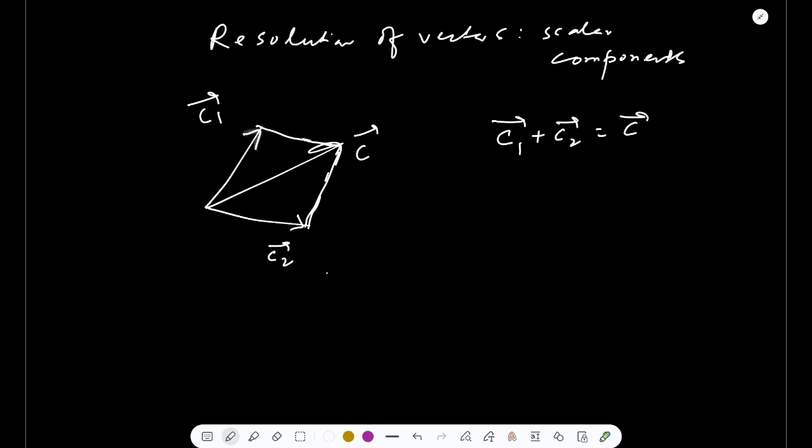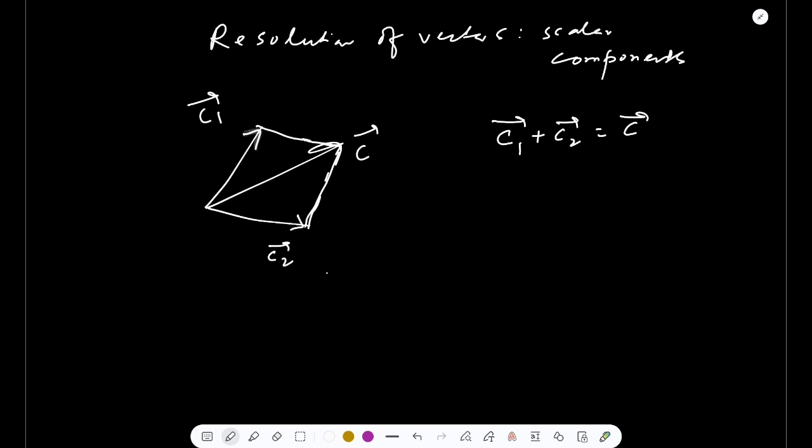But these are vectors, not a scalar, and this is a two-dimensional resolution involving two component vectors coplanar with the original vector. I'm still not talking about the scalar components. I'm just trying to explain that resolution of a vector is called the opposite action of addition of vectors.